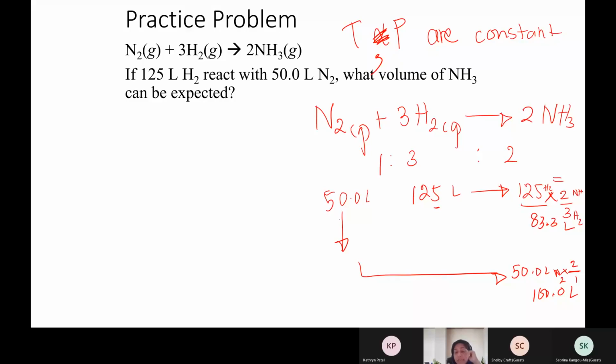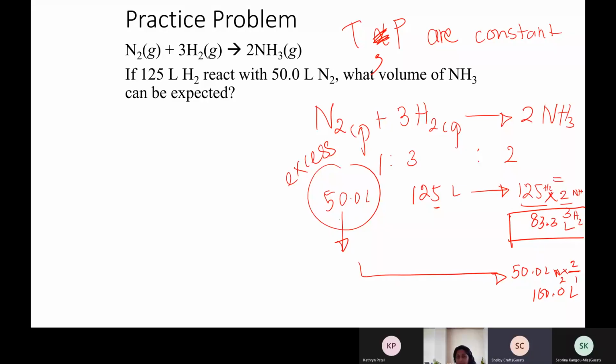Yes, the hydrogen. So what volume of ammonia can be expected? Yes, the 83.3. Actually, N2 was in excess. The amount of product was limited by the amount of hydrogen given with this equation.